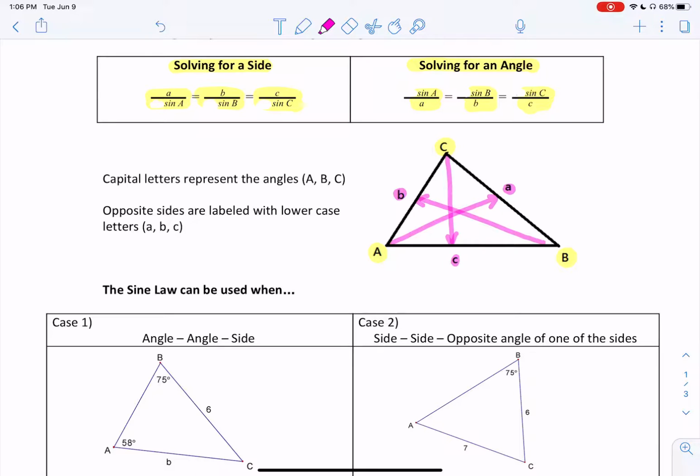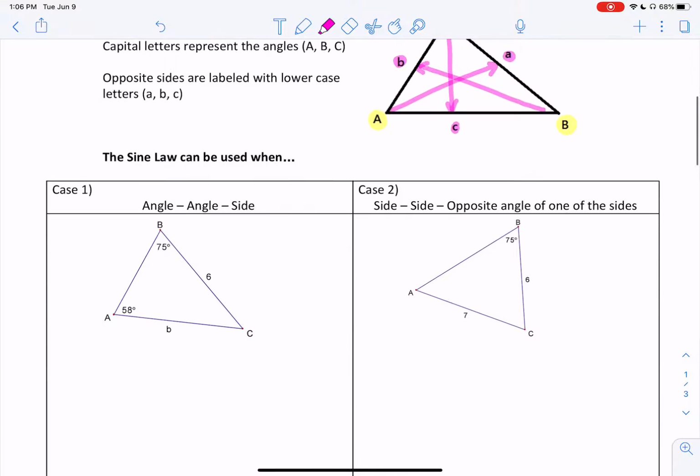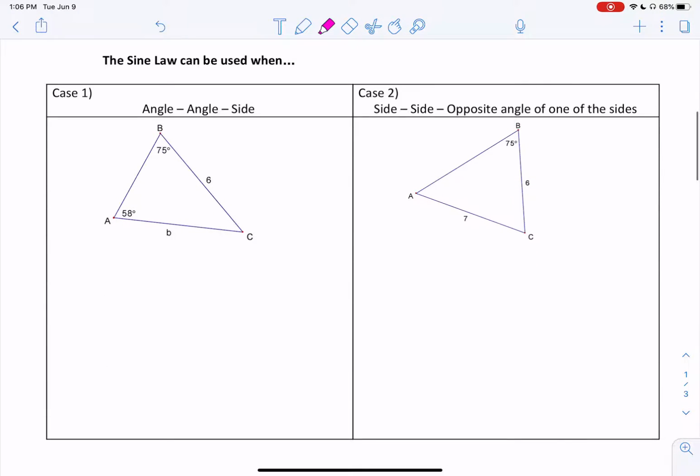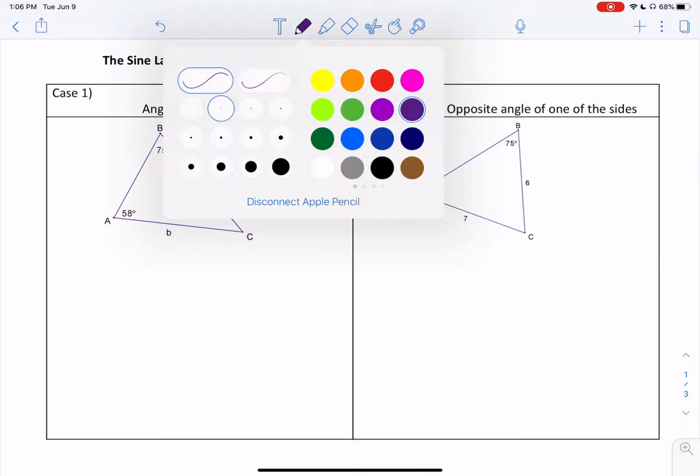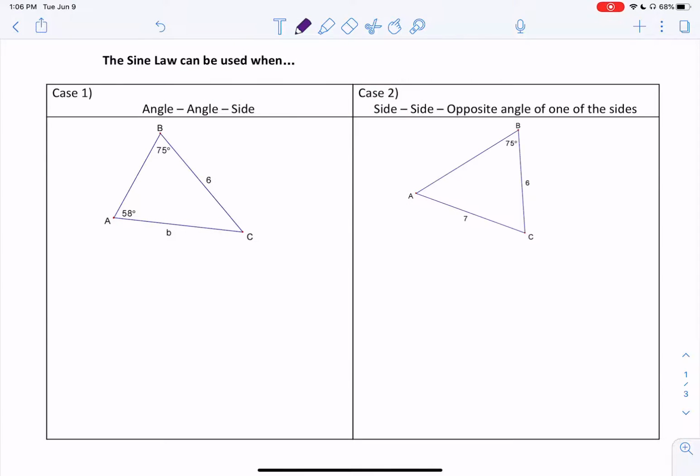So how do we even use sine law? I've given you an equation and I've shown you how to label. Let's actually get into how we use this thing. So there's a few situations when I can use sine law, and there's two different ways to think about it. The first one is if I have angle, angle, side. So if I have two angles and a side, I can always use sine law. The second option is if I have two sides and the opposite angle of one of the sides.